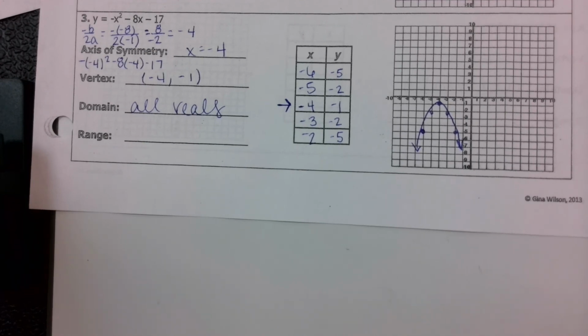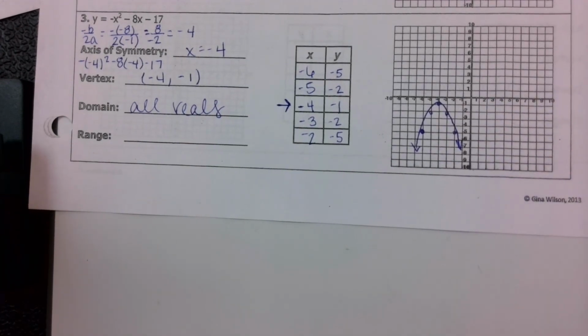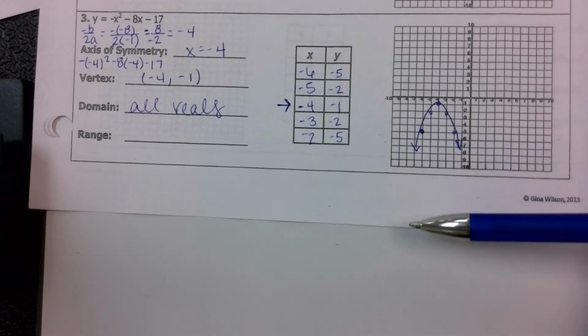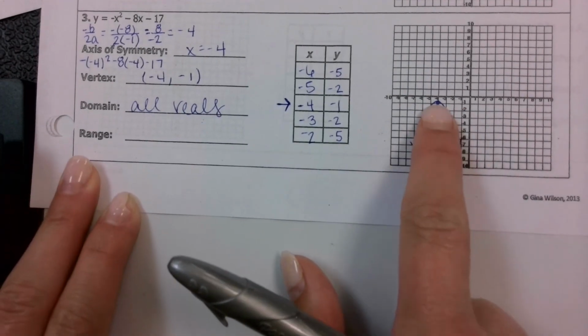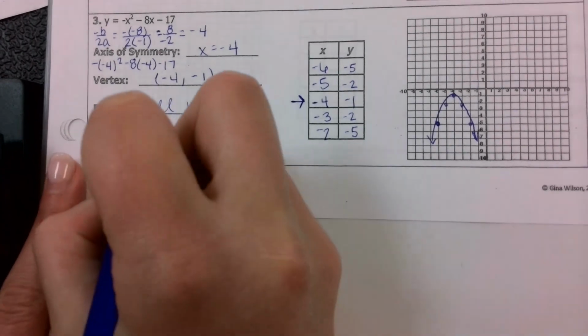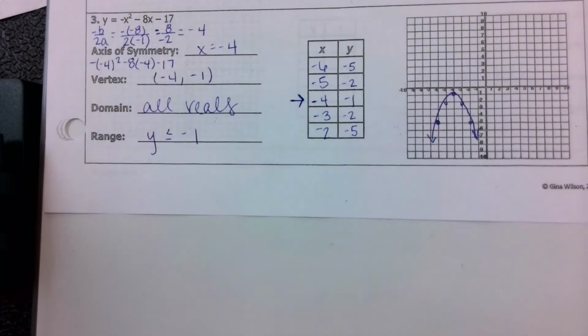So we already said before that every single time your domain for quadratics is going to be what? All real numbers. It's going to go forever in both directions, side to side. But your range is going to be a little bit different. So this time we're opening down. So it's going to go down to infinity forever, right? So we know that all your y values are going to be smaller than something. What's the highest up that our graph ever goes? Negative 1. So we'll say that all of our y's are going to be less than or equal to negative 1. Is that all right?